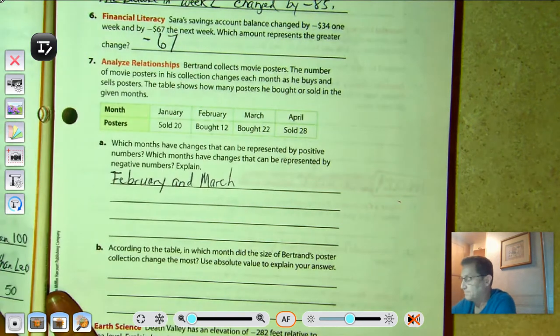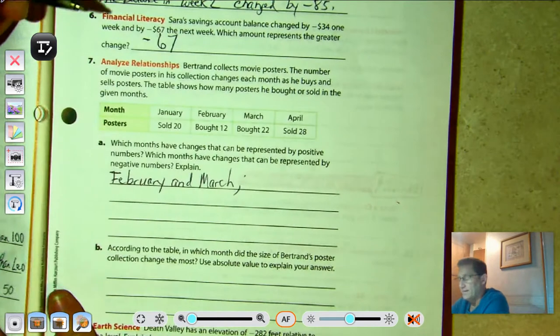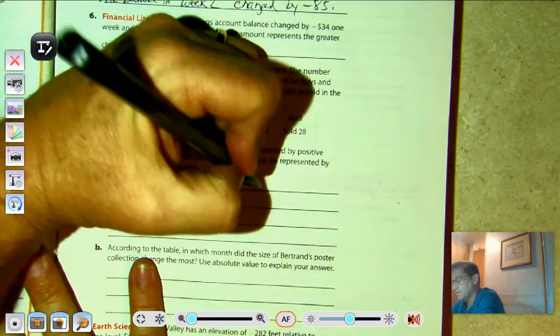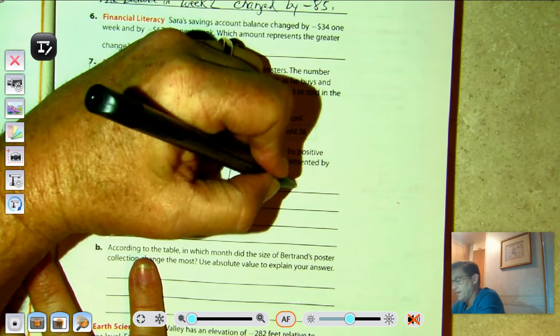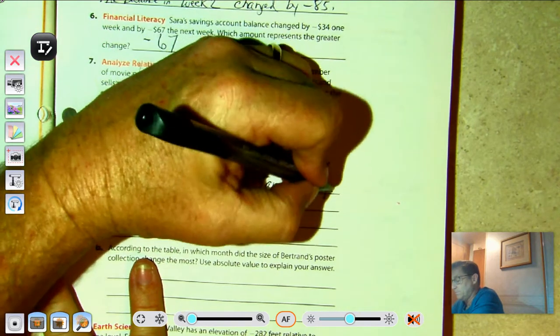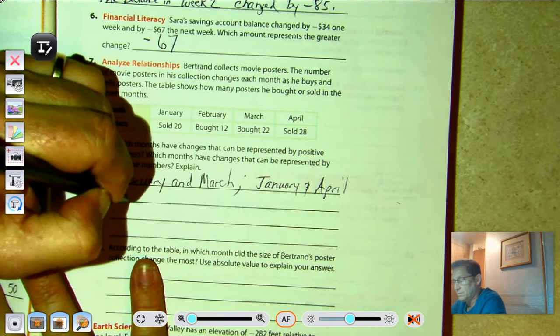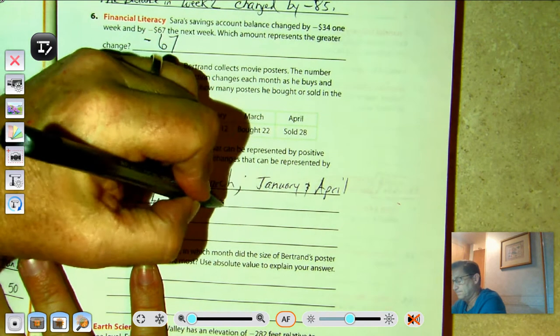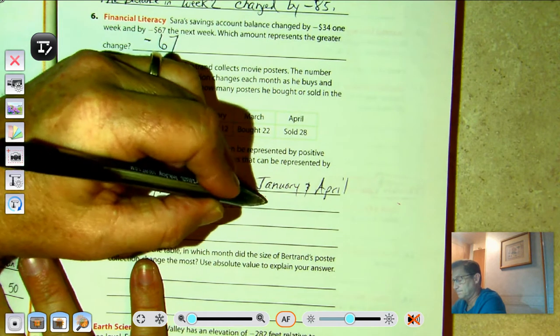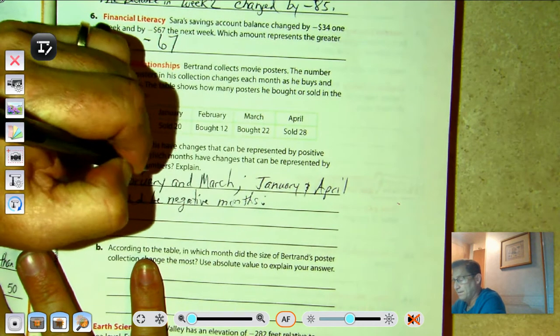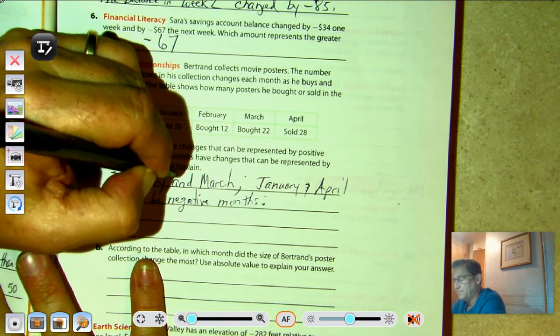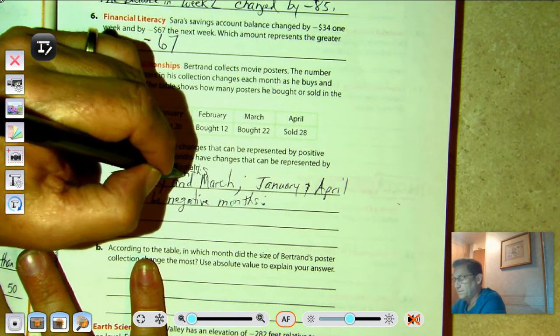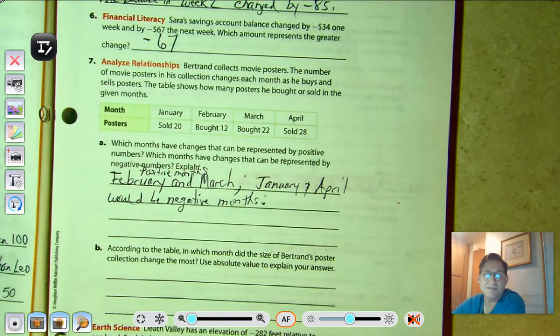February and March. Which months can be represented by negative numbers? January and April would be negative months. And we'll go ahead and add positive months in front of February and March. Positive months, February and March. January and April are negative months.